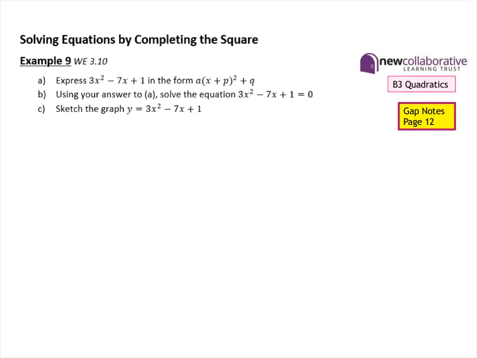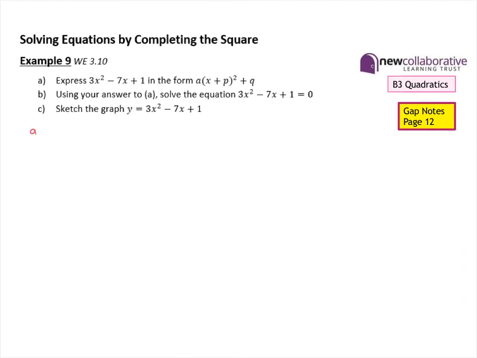Now you can also use the method of completing the square for solving equations. So in this example, we're going to start by expressing 3x squared take away 7x plus 1 in completed square form. We're then going to use our completed square form to solve the equation 3x squared take away 7x plus 1 equals 0. And finally we'll sketch the graph of the function as well.